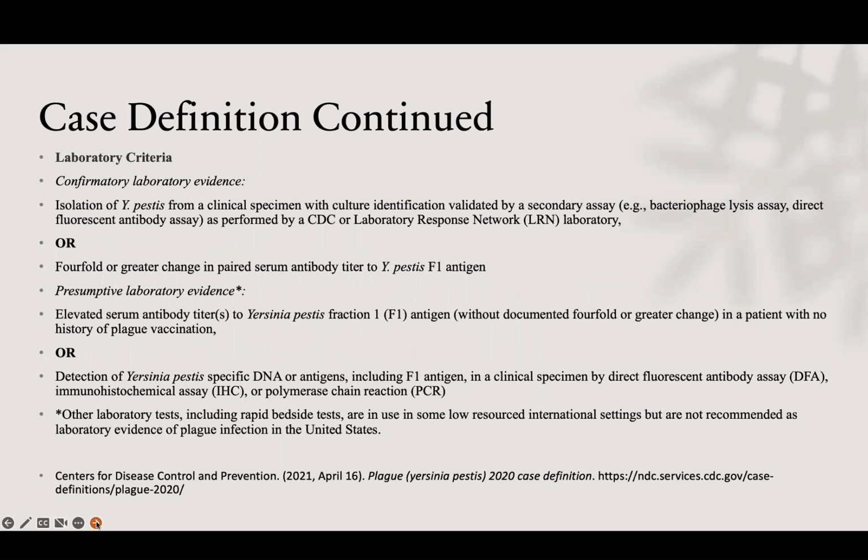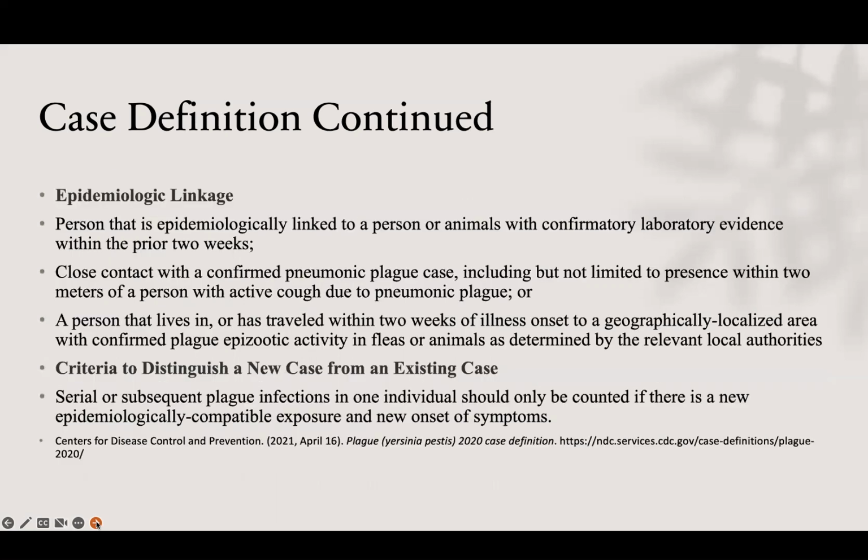Or if there's a fourfold or more increase in the F1 antigen, a bedside test may be given, even though it's not recommended, and elevated F1 antibodies in a patient with no history of vaccination against plague. Or if there is a detection of either plague DNA or the F1 antigen identified through direct fluorescent antibody assay, immunohistochemical assay, or PCR.